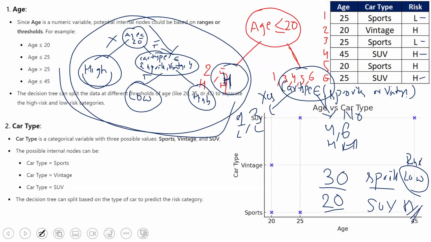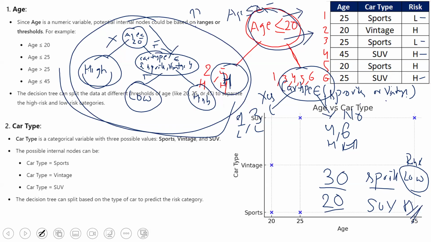Now, is this the only possible decision tree that we can construct for this data? Age less than or equal to 20 is what we have given. Can this not be age less than or equal to 25? Or else, do we need to take only age less than or equal to 20? Is there any harm in taking car type belongs to sports or vintage as the root?